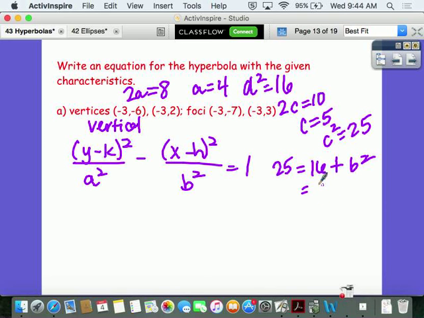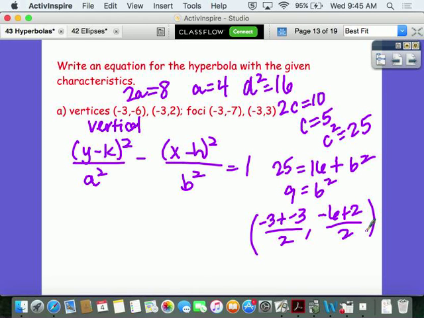So b squared is what? 9. Cool. We got a squared and we got b squared. We find our center by doing what we did before. Either find the midpoint of the vertices or the midpoint of the foci. Either way, it really doesn't matter. We can always use the old school formula, or if you can just look at it and know what's halfway between these numbers, you're good. What's my x coordinate? -3. My y is going to be -2.